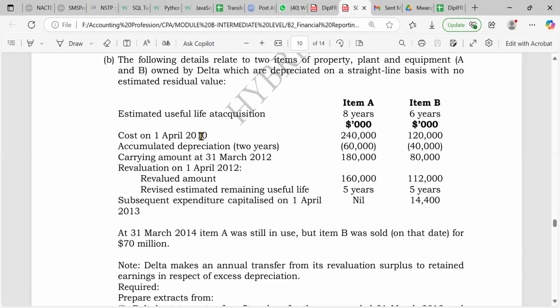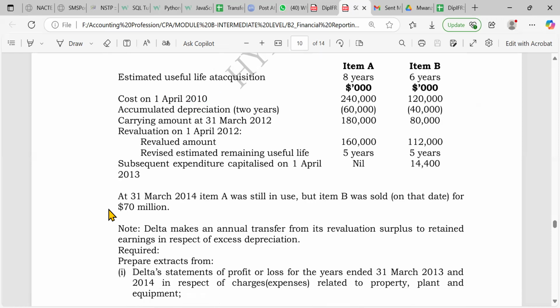First of all, you look at the question. The year ends 31st March, right? If it ends 31st March, it starts 1st April of the previous year. So for the first year, it should be from 1st April 2010 to 31st March 2011. That's the first year. Then for the second year, it should be 1st April 2011 to 31st March 2012. And then for the third year, it should be 1st April 2012 to 31st March 2013, which is what has actually been asked.